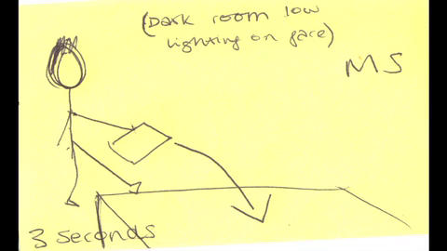We will then cut into the interrogation room, which will show low lighting and it will be quite desaturated colour. This will just show the detective putting a piece of paper down on the table. That'll be about 3 seconds long, and that'll be a mid-shot.